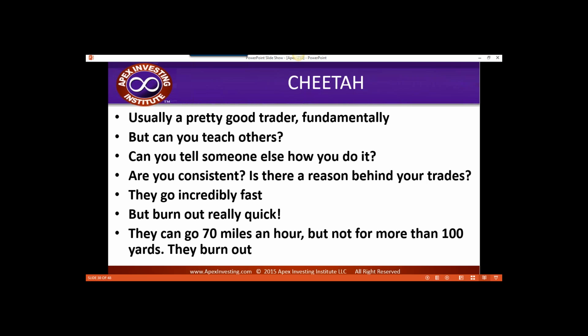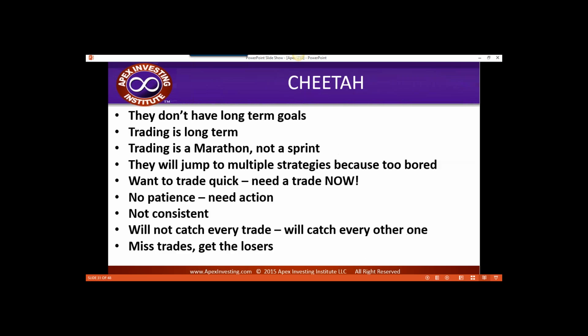Cheetahs, just like in the animal world, cheetahs are very fast. They can go up to 70 miles an hour. Do you know that? In the wild, cheetahs can run up to 70 miles an hour. But they can't maintain that speed more than 100 yards. They burn out. So cheetahs go incredibly fast. Like I said, fundamentally, decent trader, but they jump in too fast and they burn out.